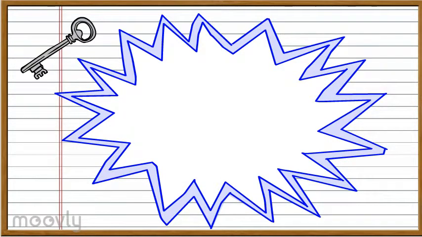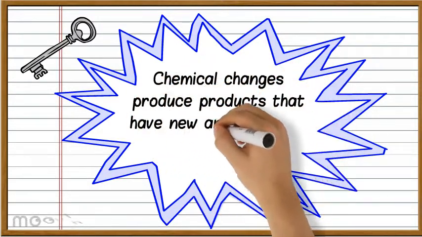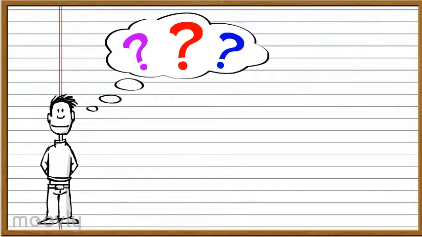Here's a key concept for this lesson, Jimmy. Chemical changes produce products that have new and different properties from the reactants. But Professor Cook, how could I determine the missing product without giving the full equation?